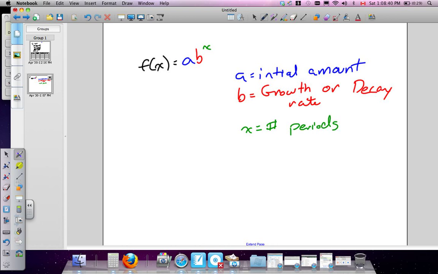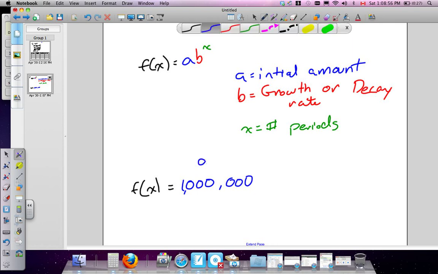So for instance, let's say I have $1 million because I am so rich. So I have $1 million in the bank. That's my A, my initial amount. And let's say I put it in the bank, and the bank earns 0.03 or 3%. So your growth rate is 0.03.